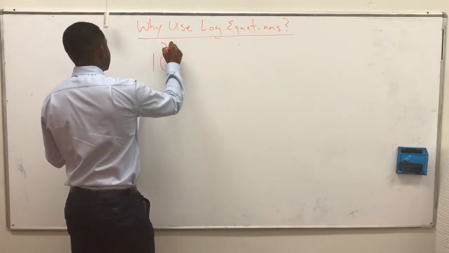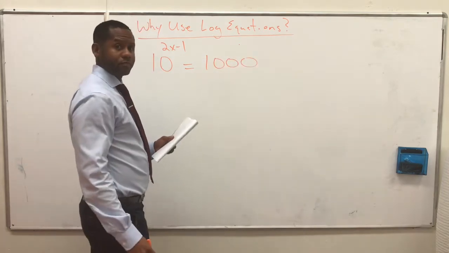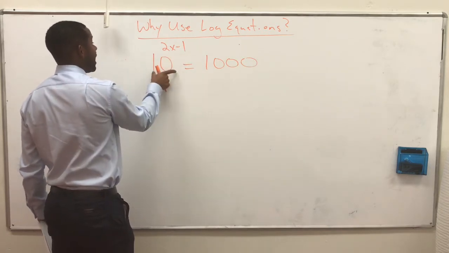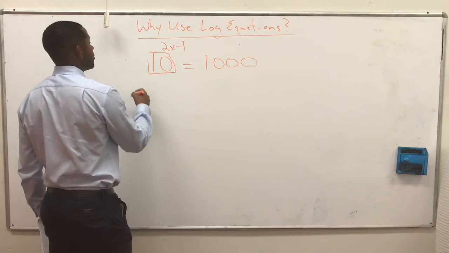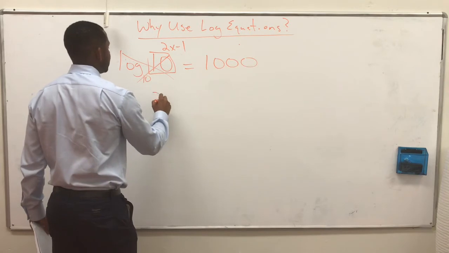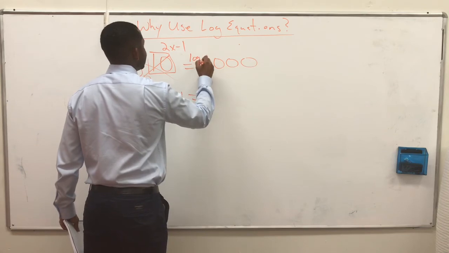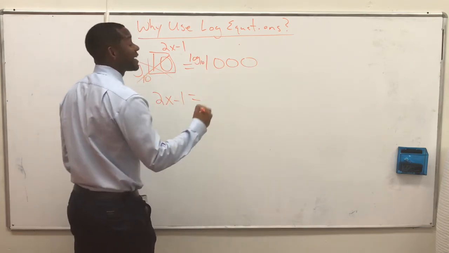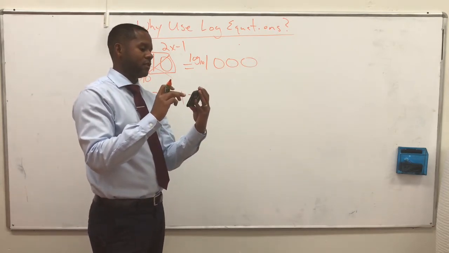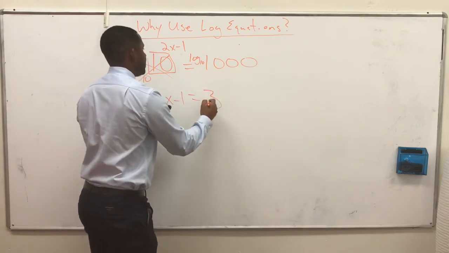Let's go 10 to the 2x minus 1 equals 1,000. Alright? So again, I want to get rid of this base of 10. So the way that I do that is I take a log base 10 of 10. Those cancel. I'm left with 2x minus 1 equals log base 10 of 1,000. I can plug that into my calculator. So let me see what log 10 of 1,000 is. 1,000 log, that happens to be 3.